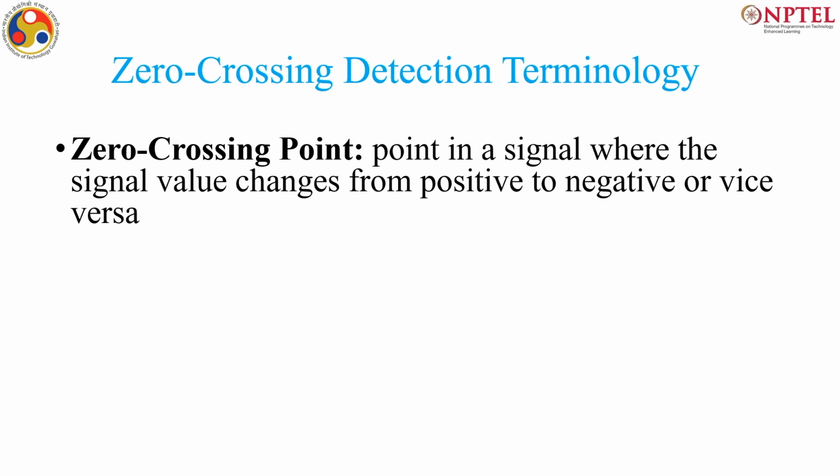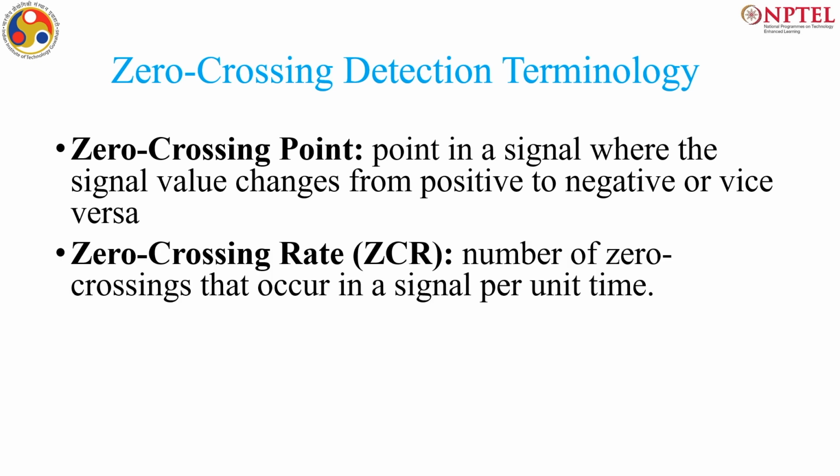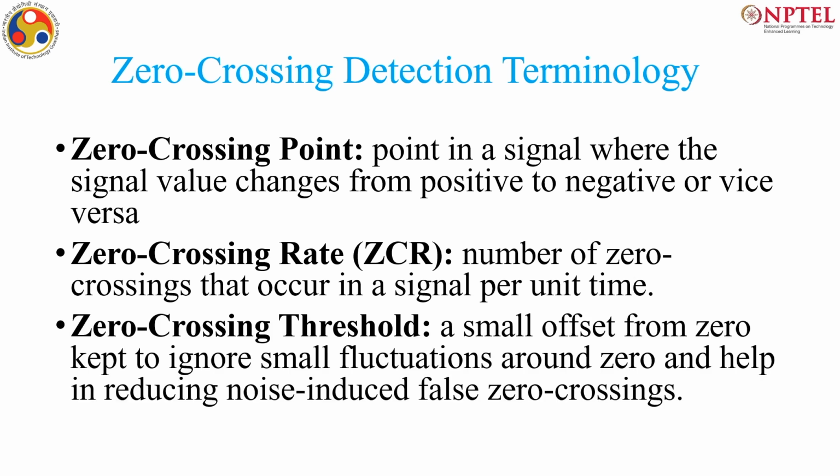The first is the zero crossing point. As I said, this is the point in the signal where the signal value changes from either positive to negative or vice versa. Depending on the zero crossing points, how many such points occur in unit time is called the zero crossing rate. And finally, we have something called a threshold. Consider this a small value near 0, some value like epsilon, which is there to ignore small fluctuations of the signal, because such fluctuations often occur in real signals because of noise, and these are often called noise induced false zero crossings. To reduce that effect, a thresholding technique is used, which we will discuss.